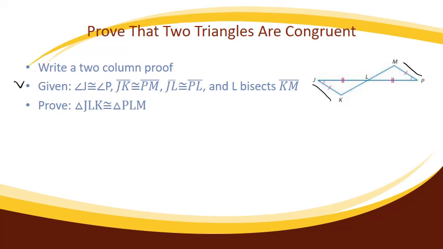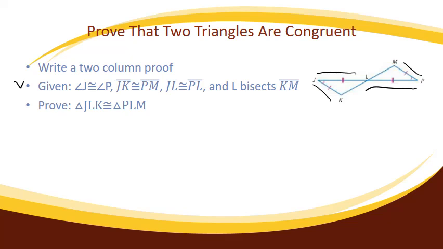And we're also given that segment JL is congruent with PL. Again, we've got the two hash marks. And we're also told that line L bisects segment KM. So all of that is what we're given. And then we're asked to prove that triangle JKL is congruent to triangle PLM. So we've got two angles and one side for each triangle that we've got to prove.